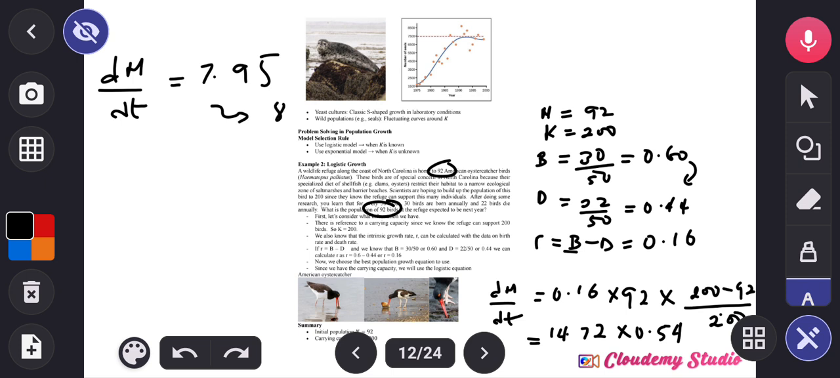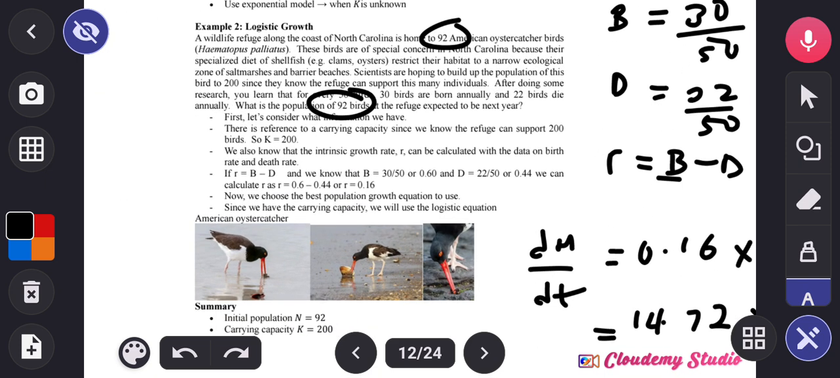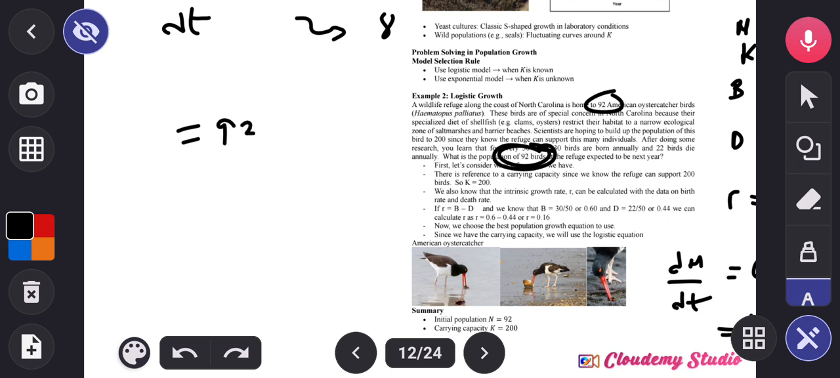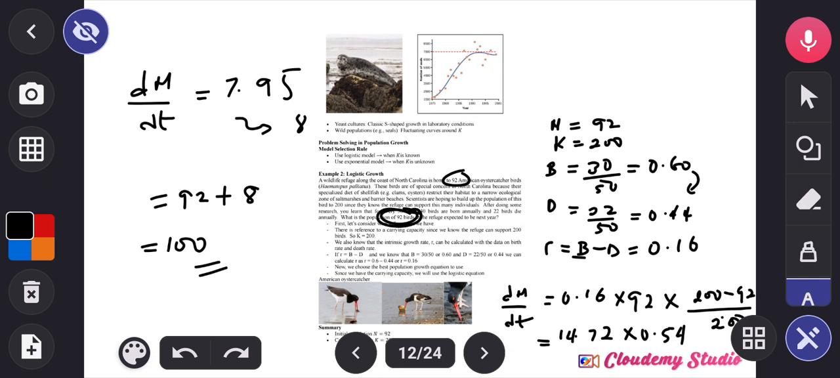Now, the estimate for next year is how many of them are there this year? That is 92. So it's going to be 92 plus the 8 that we got here. And that's going to give us 100 individuals next year. You understand? That is the number of individuals that we're going to be having next year. So that is basically how to solve questions under the logistic growth model.